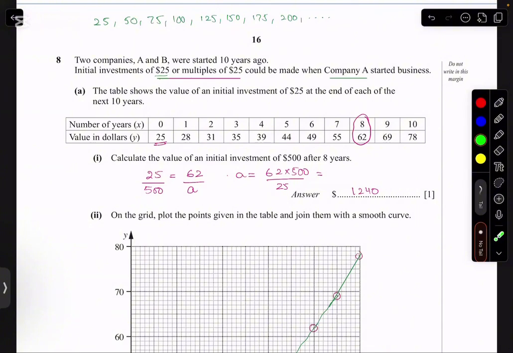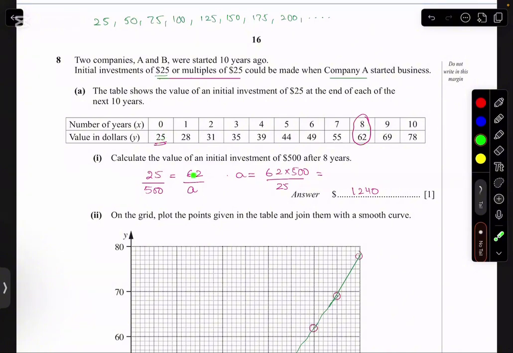Is it clear? मैम आपने इन दोनों का रेशियो लिया है ना. ठीक है 25 years में 25 investment. After 8 years it became a 62.